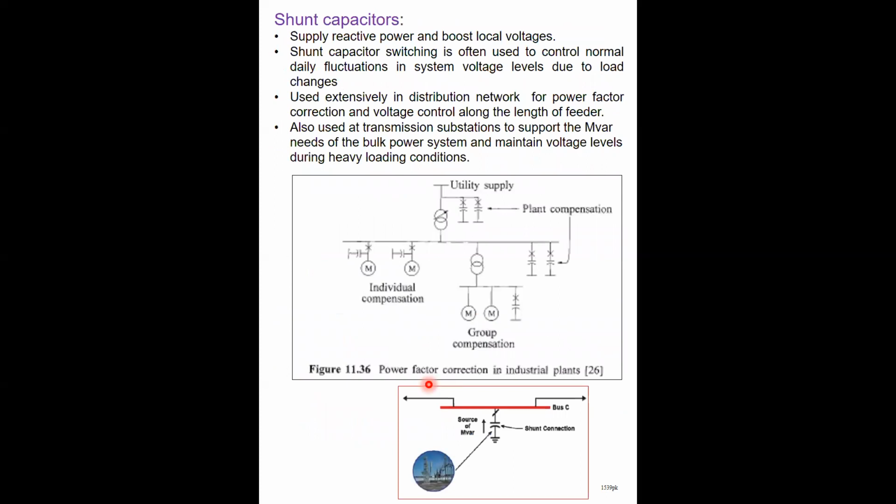So these are the slides to show the shunt compensation, and as you can see, these are the shunt capacitors, the shunt compensators. They will supply reactive power and improve the voltage locally. Right. So do you understand when I say the local voltage improvement?